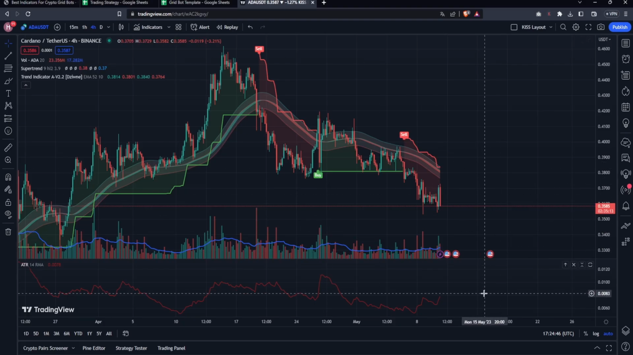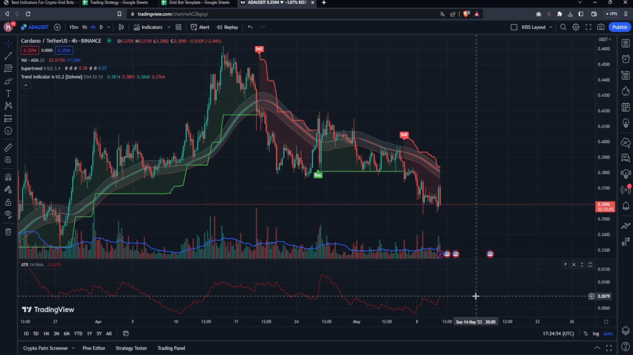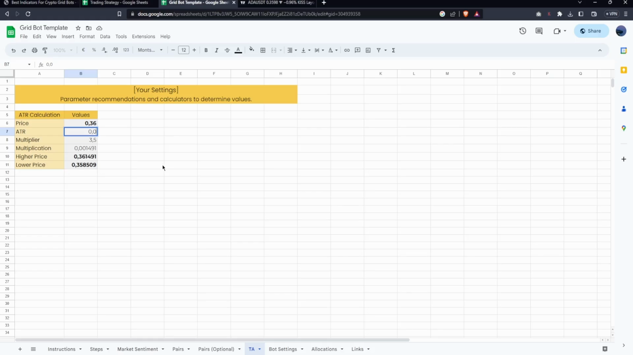So let's look at the chart right here at the ATR, which is around 0.0079. So let's put that value right here, 0.0079, and now let the calculator do its thing, and boom, we have a price range right here. So using a 3.5 multiplier, then multiplying the ATR by 3.5, and then using this value, which is the result of the multiplication, to calculate a higher price and a lower price.